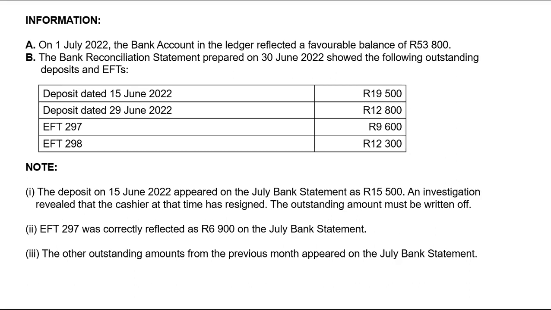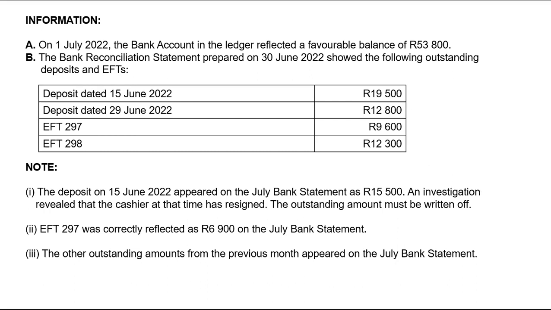The first thing we noticed is that the deposit on the 15th of June 2022 appeared in the bank statement as 15,500 and not 19,500. That means the amount that we put into our bank account is less than what we recorded. So we didn't make a deposit of 19,500. We made a deposit of 15,500. That's when we realized probably the cashier took the other amount and only deposited the 15,500.